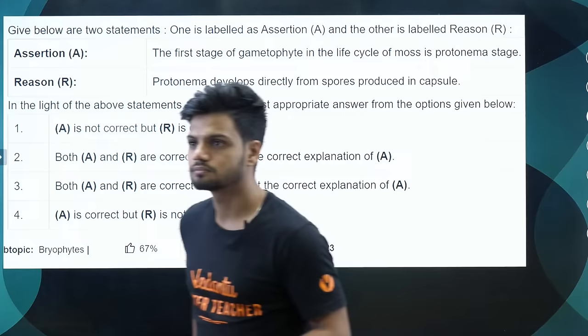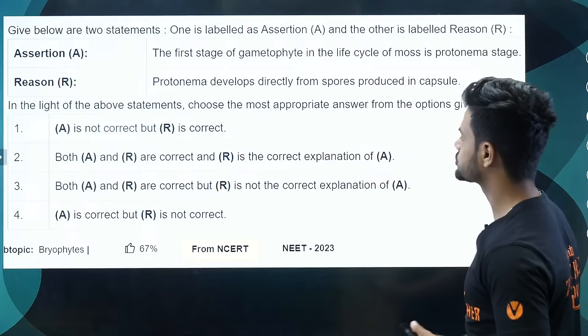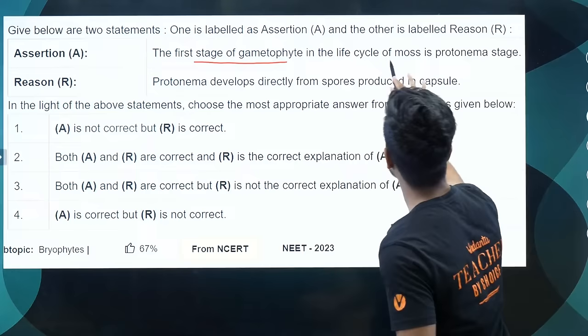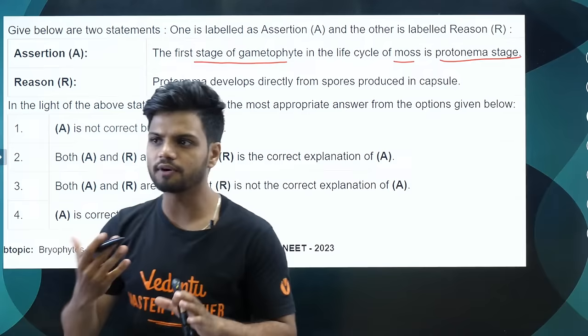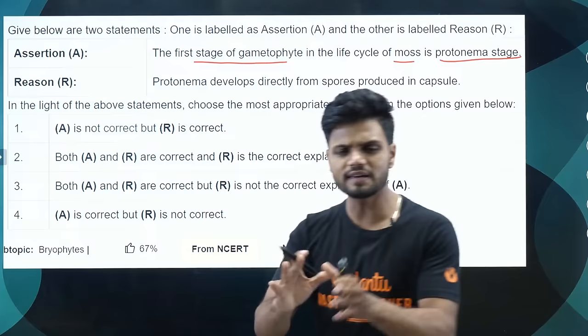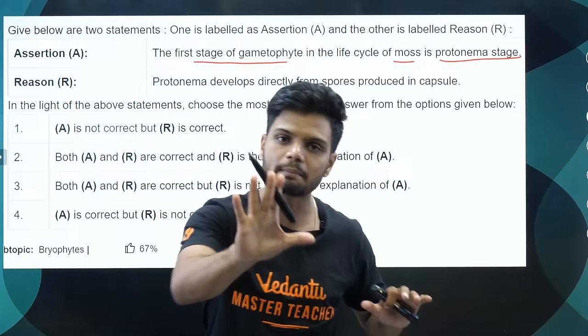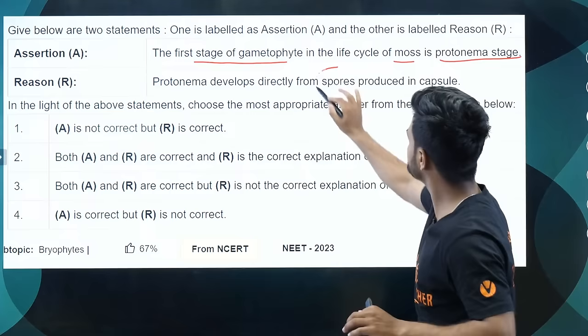Given below are two statements. One is labeled assertion, obviously, an AR question. The first stage in the gametophyte in the life cycle of moss is the protonema stage. All of us know the first stage in the life cycle of mosses is the protonema stage, which is haploid in nature and develops into the gametophyte. The protonema develops directly from the spores produced in the capsule.